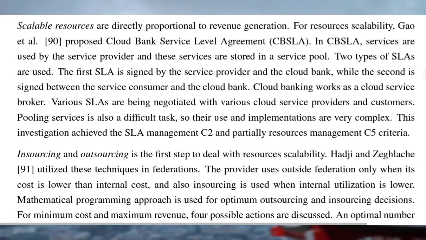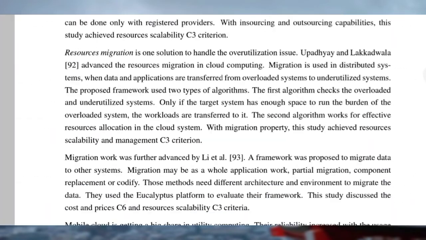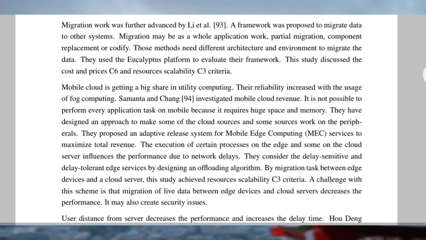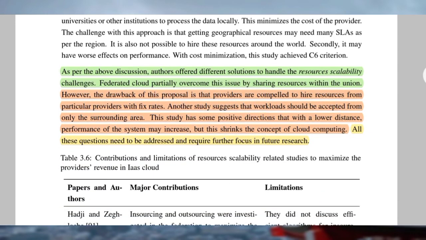Further is the resources scalability. As I divided my literature into different categories, different themes, this one is about the resources scalability. Let's see how I categorize that, how I synthesize that. First, positive points. As per the above discussion, authors offer different solutions to handle the resources scalability challenges. Federated Cloud partially overcomes these issues by sharing resources within the union. These are the positive points of this literature.